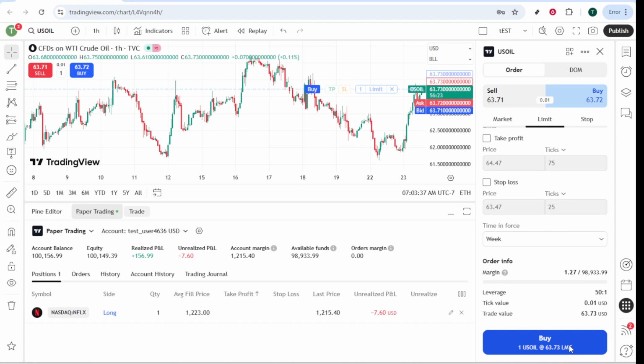There you have it. In just a few steps, you've successfully navigated through entering a trade on TradingView.